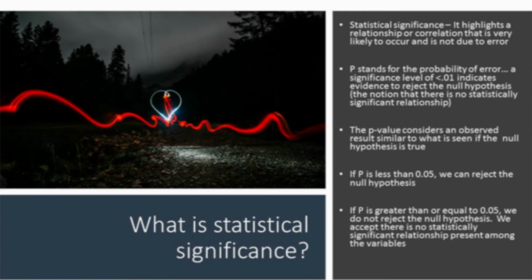So in other words, we want a very low P level, as low as we can get. The P level considers an observed result similar to what is seen if the null hypothesis is true. If the P value is less than 0.05, we can successfully reject the null hypothesis. There is only 5% error here. That is what P 0.05 means. If the P value is greater than or equal to 0.05, we do not reject the null hypothesis. We accept there is no statistically significant relationship present among the variables.